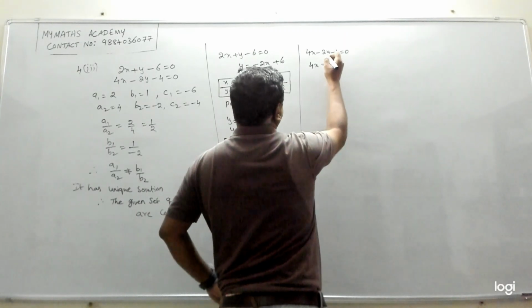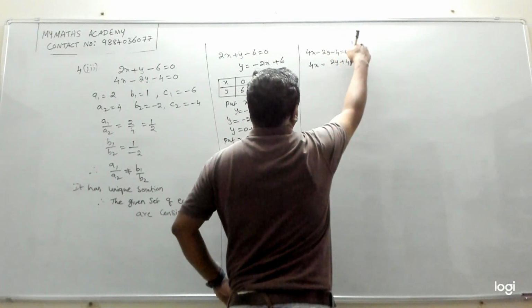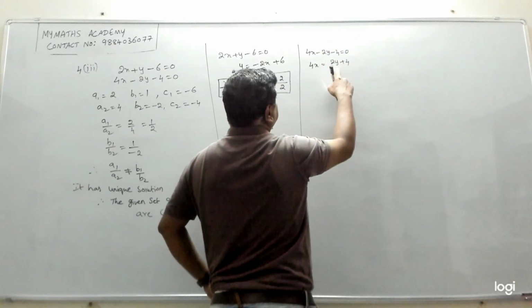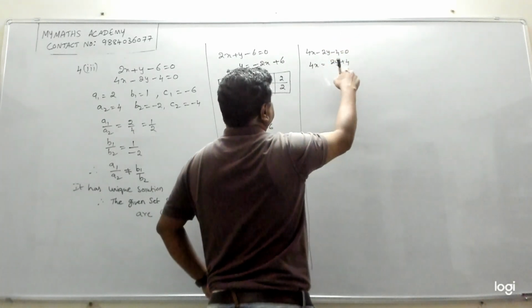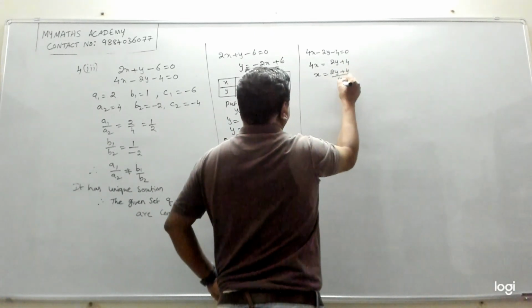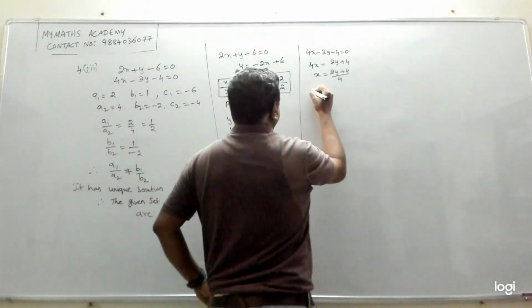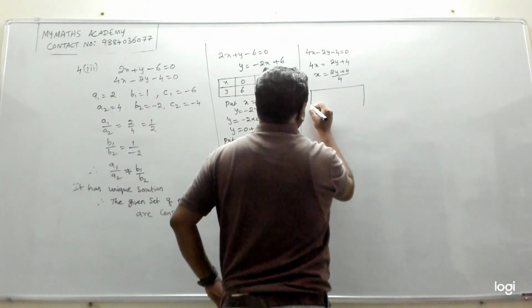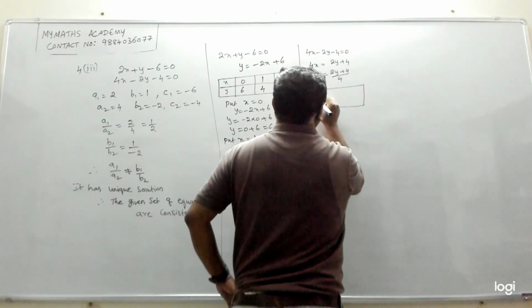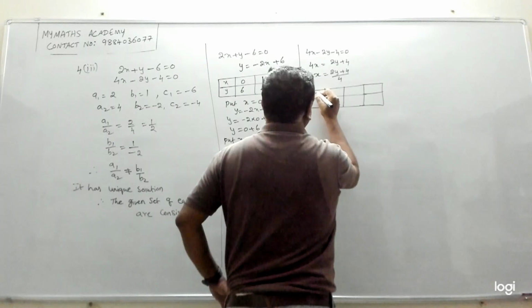So 4x is equal to, move the other things to the other side. You get 2y plus 4. Minus 2y will become plus 2y. Minus 4 becomes plus 4. So x becomes 2y plus 4 by 4. Now we should draw the graph for this. We'll put the box. Right? 1, 2, 3. Right? X, y.